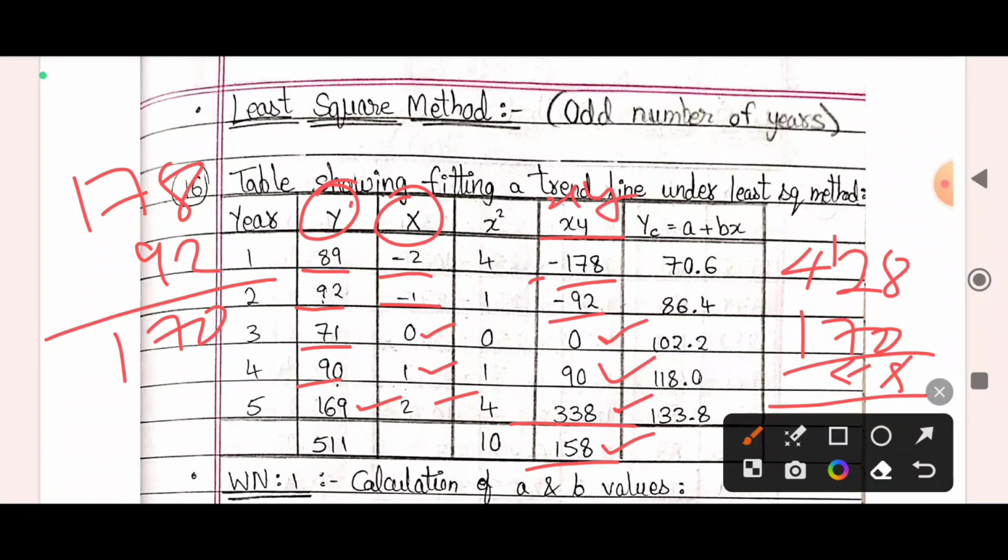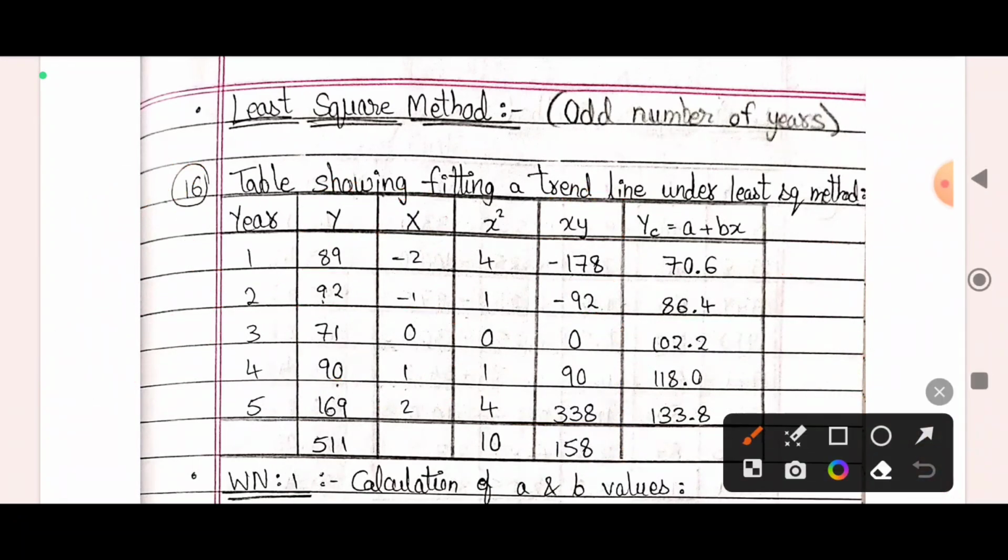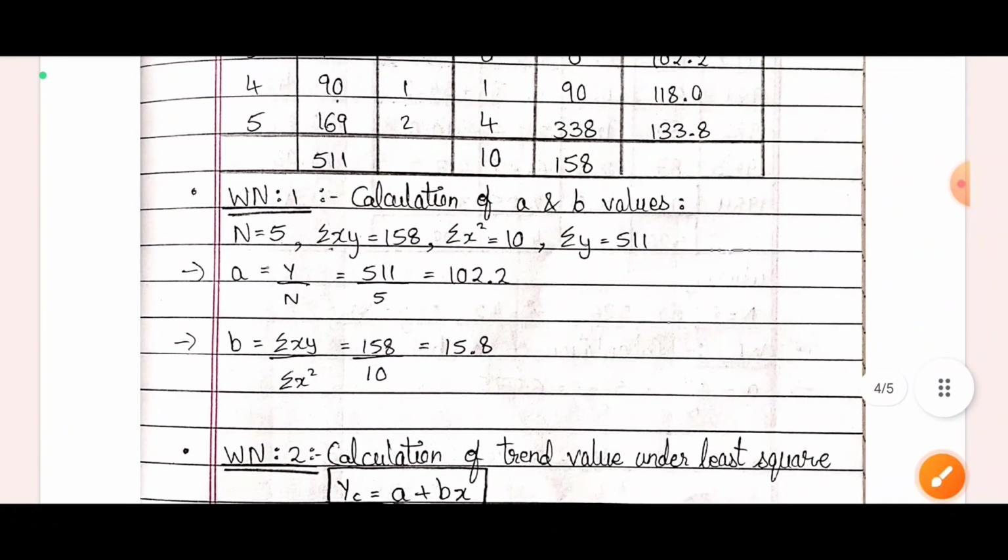Sorry, here it is 270, not 170. The 1 was already taken over to the other side. So 178 plus 92 is 270. If you deduct 270 from 428, it will be 158. Hope you have got it. Next, this calculation is done. Next, these values we will get from working notes. So let us do the working note part.